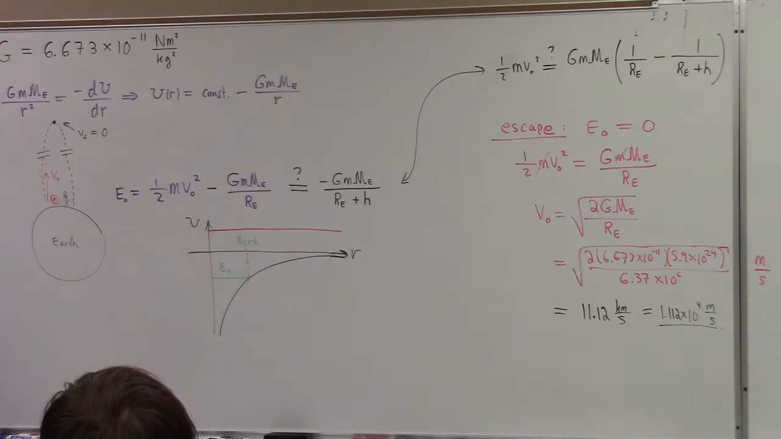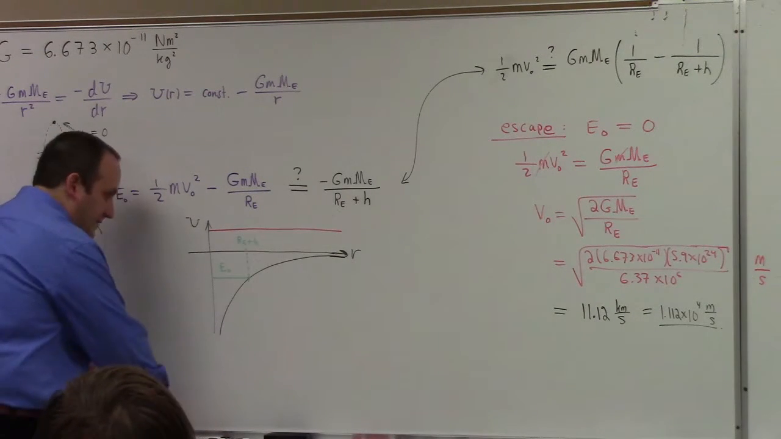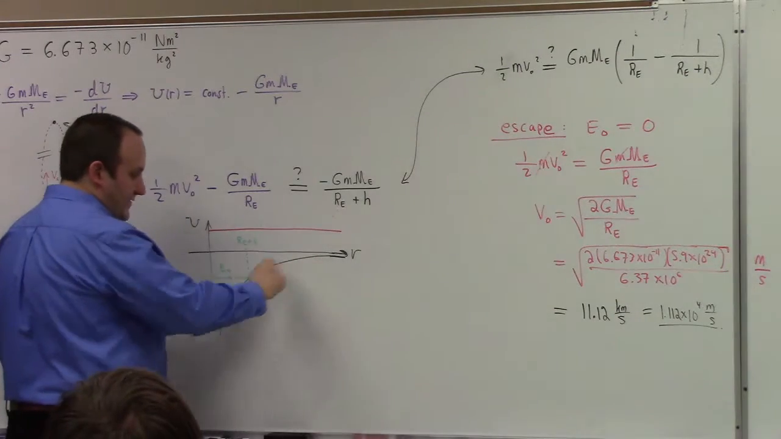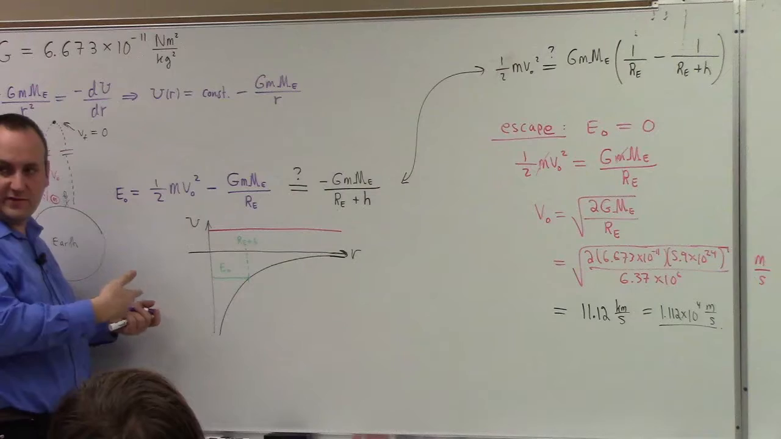Why is the energy equaling zero, the escape energy? Why is E not equal to zero? Why is that the escape energy? Well, because if we look at the energy level diagram here, this is the potential energy. So if I graph kinetic energy plus potential energy, that's constant because energy is conserved.